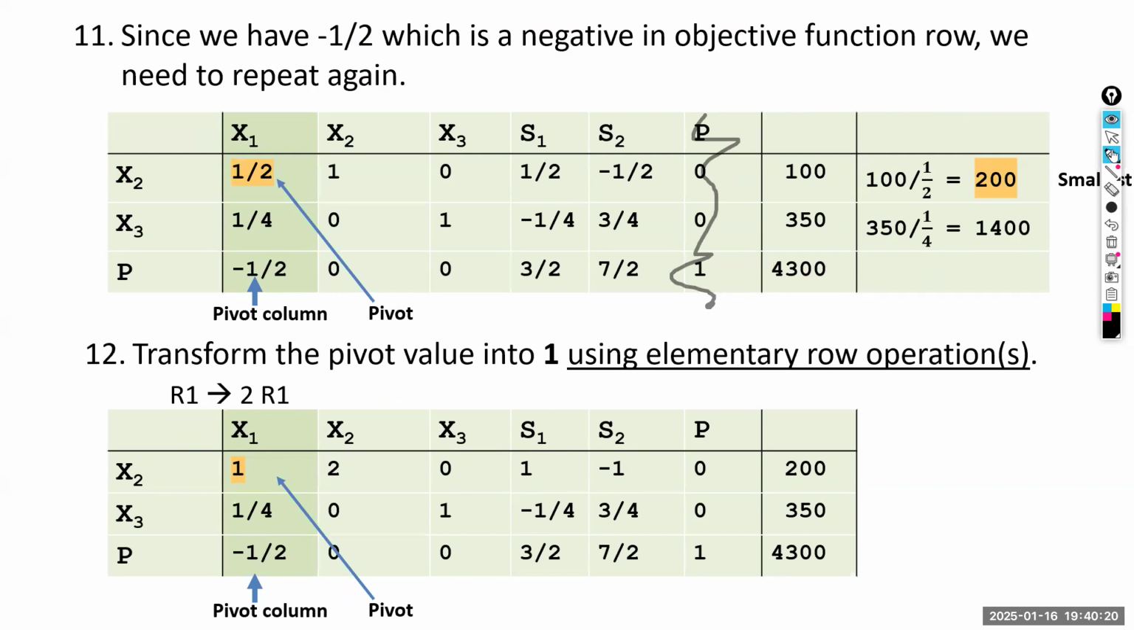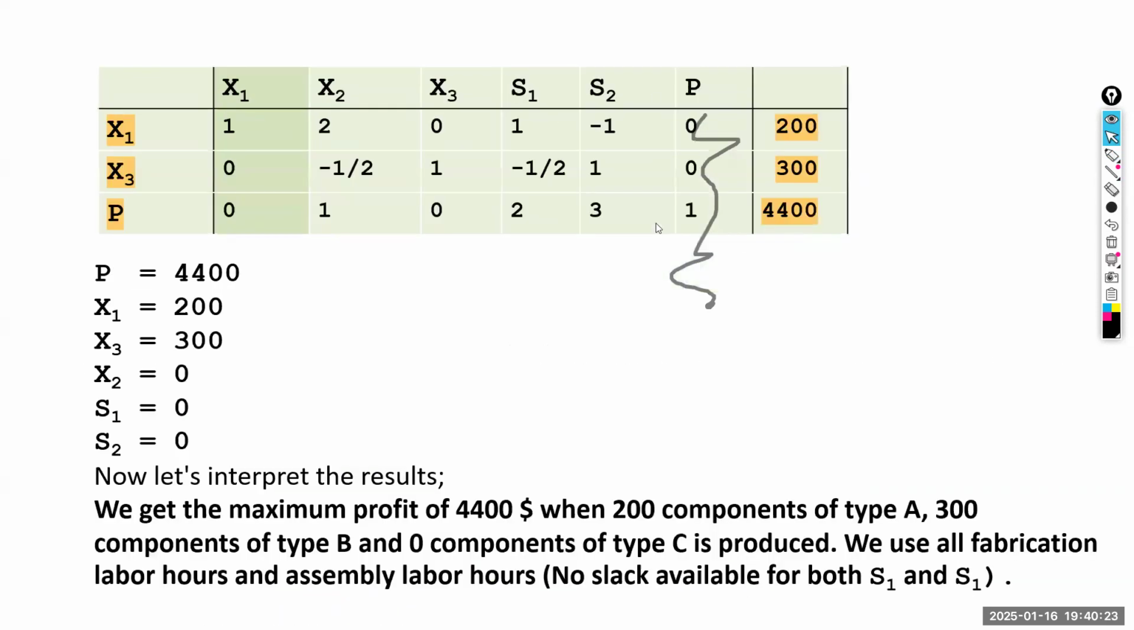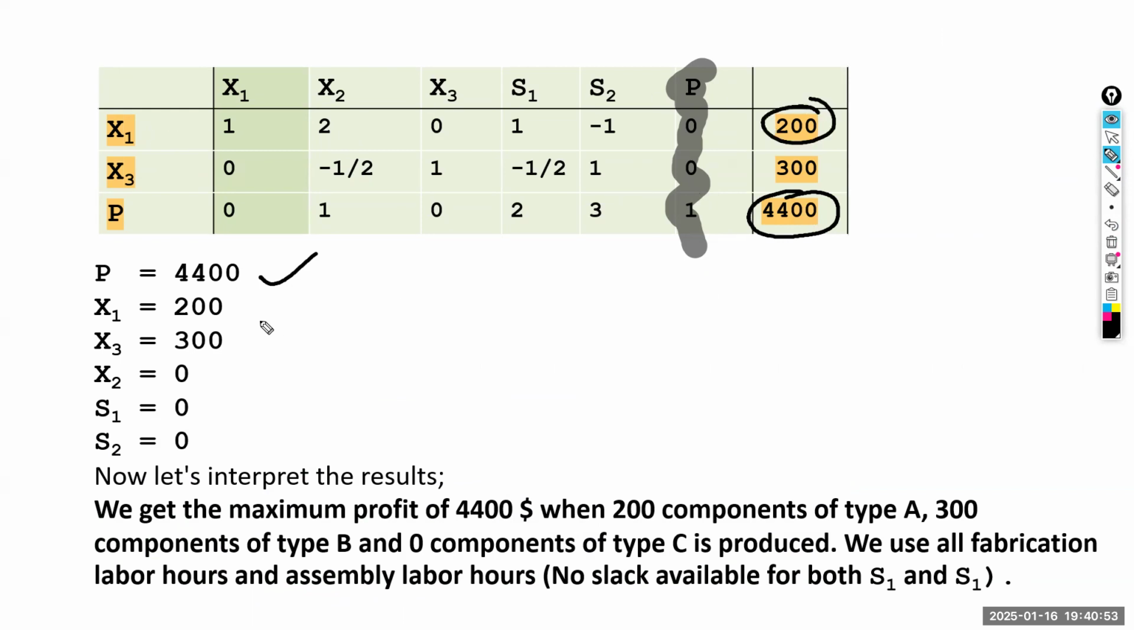Sorry, not this. Right. This is our final one. Forget about this. Now we are done. So therefore this is the optimum profit, which is 4,400. Okay. And when you get that profit, optimum profit, your x1 value is 200.